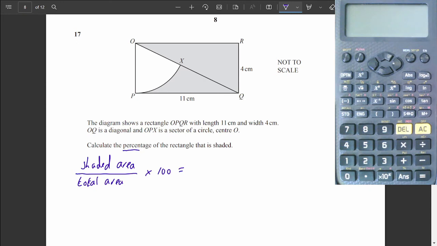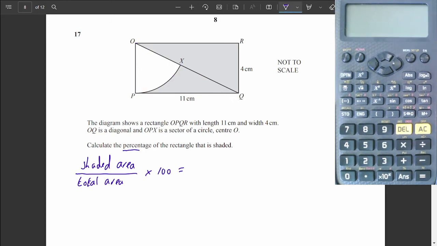Okay, but now working out the shaded area looks a bit longer than just working out this part, which is the unshaded area. So I think if we work out the area of this and then subtract it from the area of the whole rectangle, that's going to be a lot quicker. So let's do that. We're going to work out the area of that sector. So let's see what we have in that sector, right?